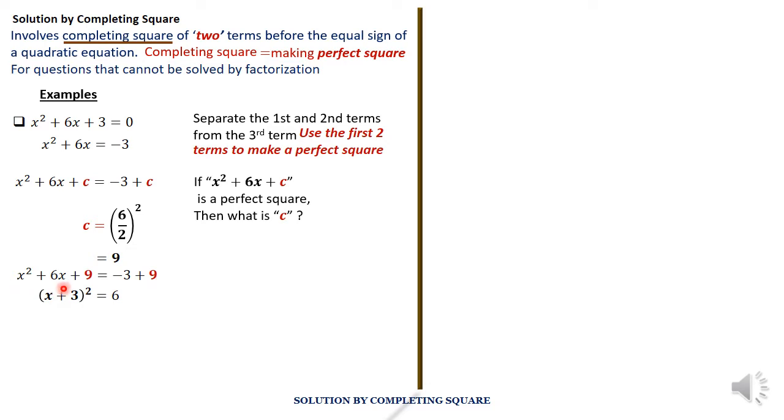Now let's move on. Factorizing this part gives us x plus 3 squared. The reason is the square root of x squared gives us x, then the sign of the middle term, which is positive, and then the square root of 9, which is 3. On the right side, negative 3 plus 6 plus 9 equals a positive 6. At this point we simplify by taking the square root of both sides so that we eliminate the square, and you now have x plus 3 equals the square root of 6.